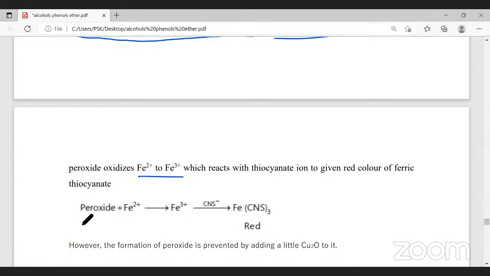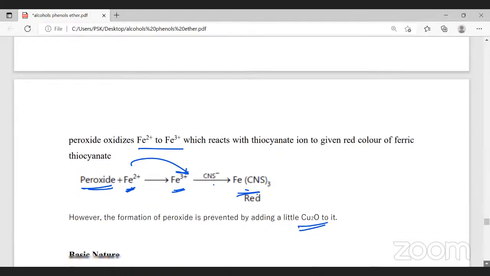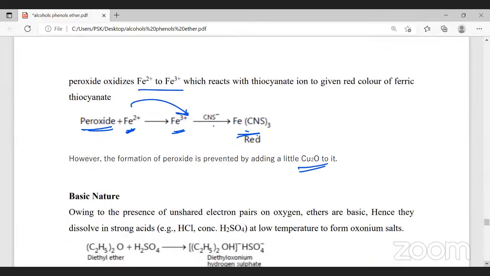In ether, if you have peroxide, when you mix it with ferrous sulfate, the ferrous ions are oxidized to ferric ions. These ferric ions, when treated with thiocyanate, give the red color of ferric thiocyanate. However, the formation of peroxide is prevented by adding a little copper oxide to it. So in ether, we can prevent the formation of peroxide by adding a little amount of cuprous oxide.